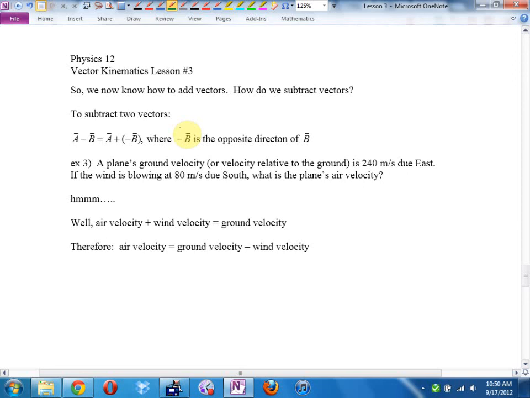So instead of me going vector A minus vector B, I'll go vector A plus negative B. And all negative B is going to involve is flipping the vector. And then I can add them again, tip to tail. Like example 3.